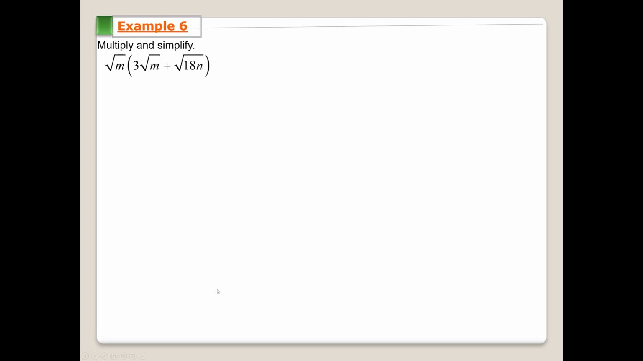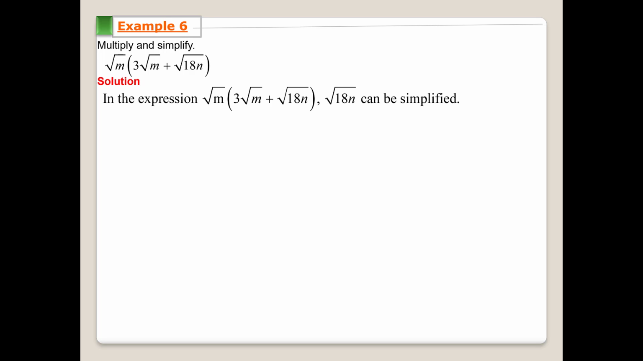Okay, so same thing here. Let's do another one with multiplying and simplifying. Okay, so we got square root of m times, in parentheses, 3 square root of m plus square root of 18n. Okay, so we've got different radicals inside the parentheses for sure to start out with. And with that, our square root of 18n, that can be simplified.